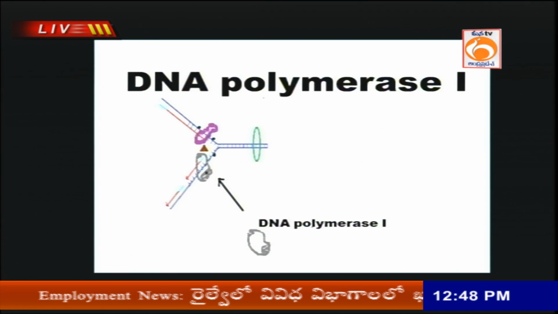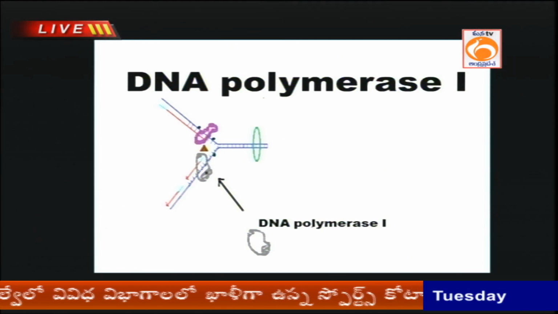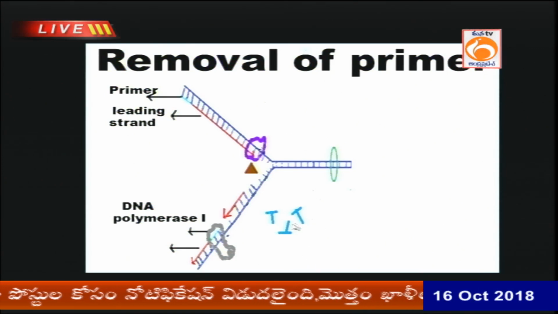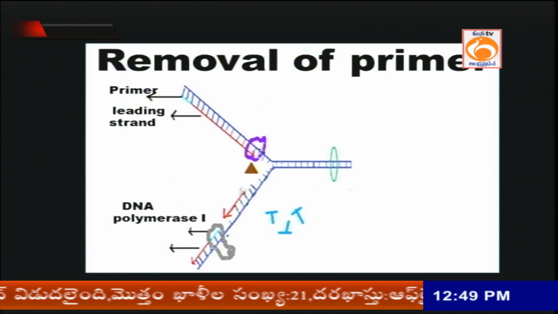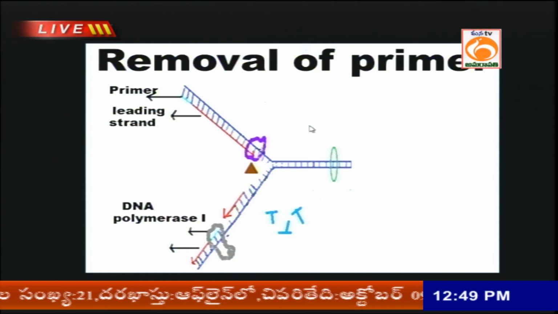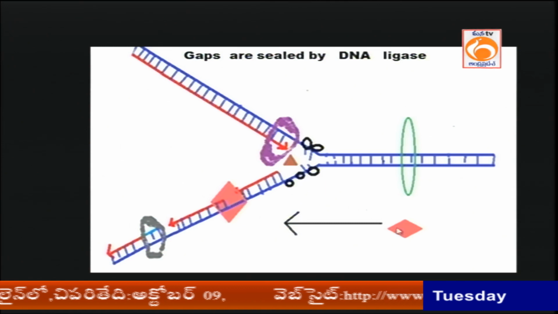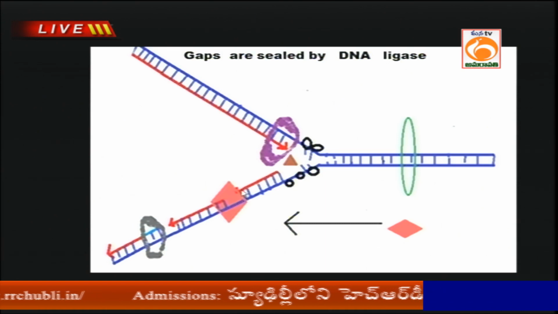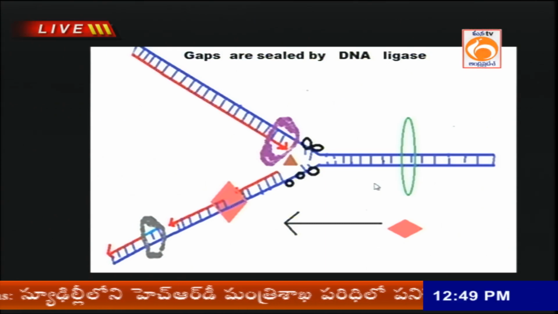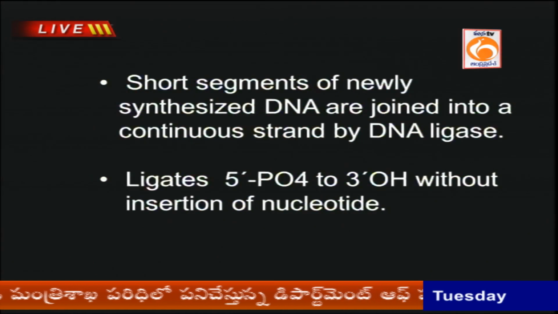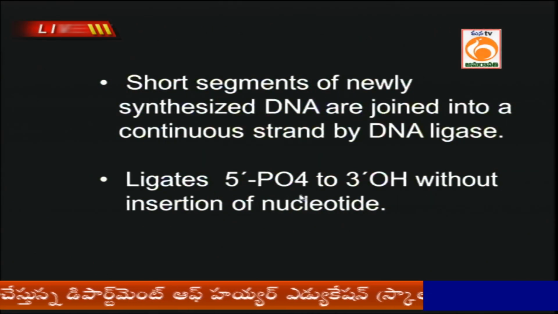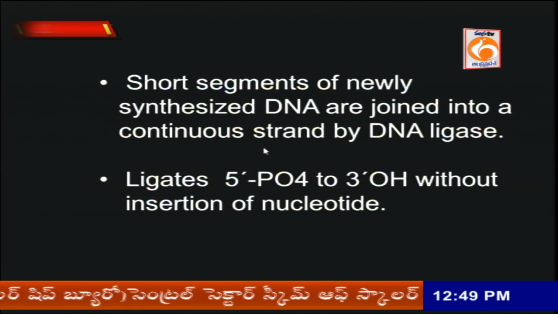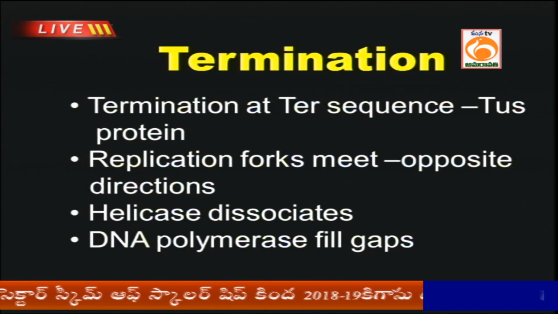This slide is showing the mode of action of DNA polymerase 1, how it is removing primer RNA nucleotides, and the gaps are sealed by the enzyme DNA ligase. DNA ligase seals the gaps by the formation of a phosphodiester bond to form a continuous strand. DNA ligase enzyme ligates the 5' phosphate and 3' hydroxyl groups. This is the end of DNA replication.